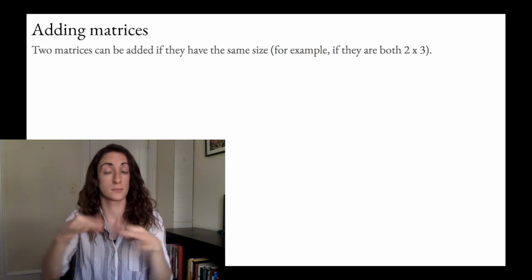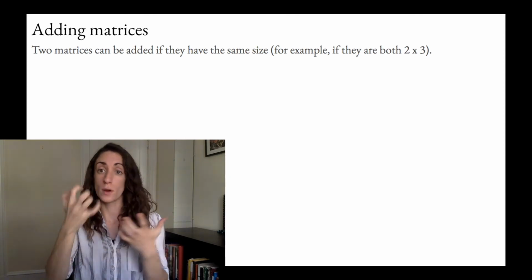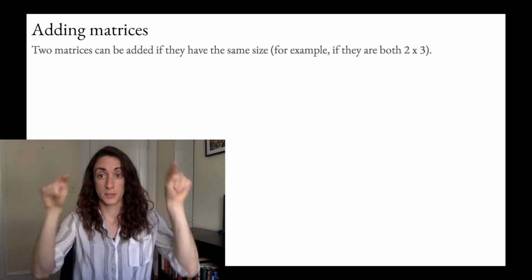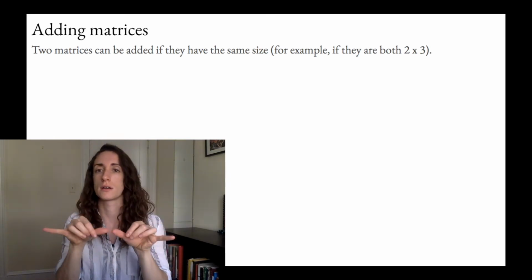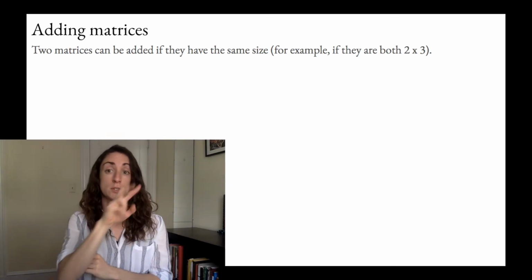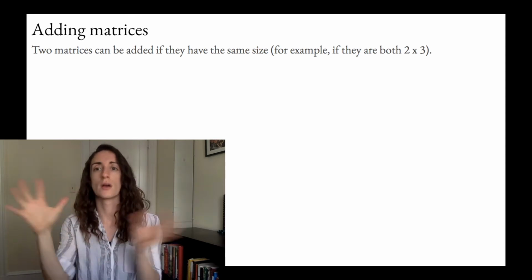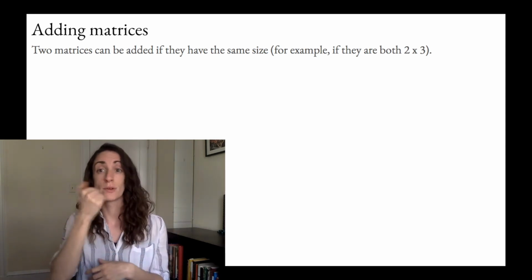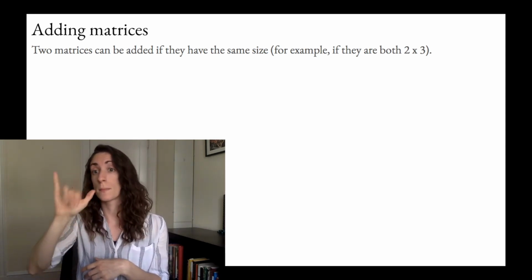And the reason that matrix size is important is because if we want to add or subtract 2 matrices, they have to be the same size. So for example, we could have a 2 by 3 matrix and another 2 by 3, and we could add those. If we had a 2 by 3 and a 4 by 6, we would not be able to add those matrices.